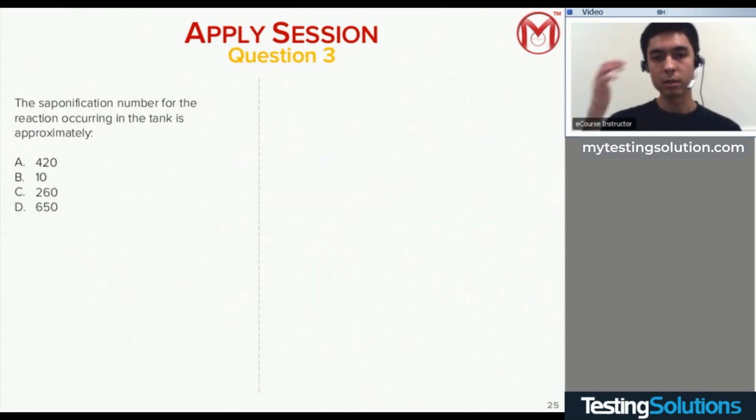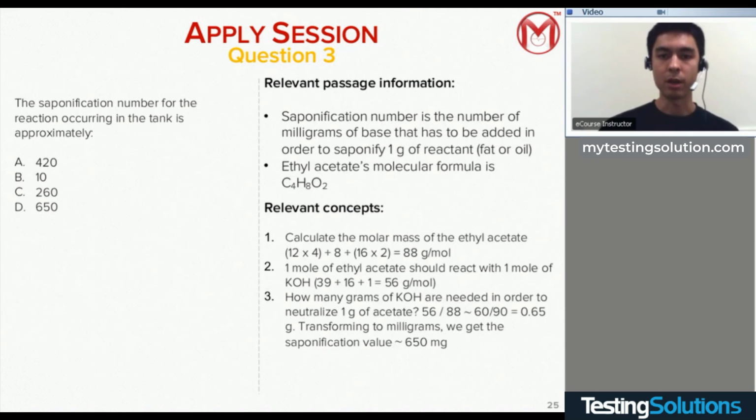All right, let's try number 3. Okay, so saponification number was a new concept that we haven't seen before, right? We've never talked about this before, not a big deal. The passage tells us how to calculate this, right? It tells us what the saponification number is. So the saponification number is the number of milligrams of base that has to be added in order to saponify 1 gram of the reactant. Okay, that is either the fat or the oil.